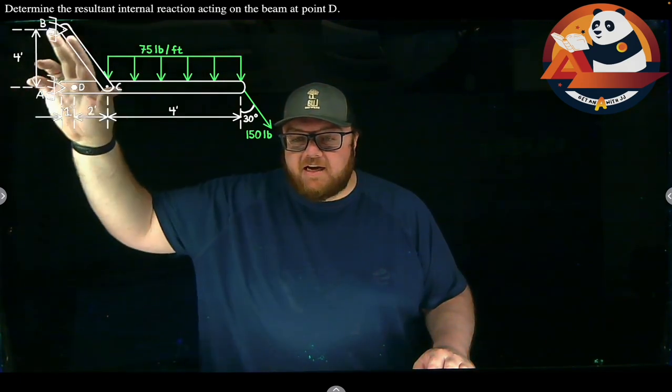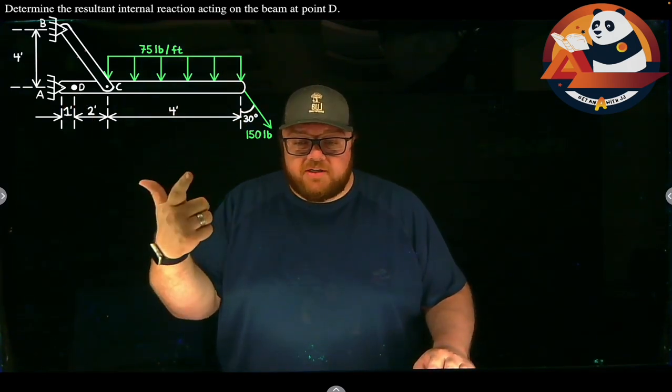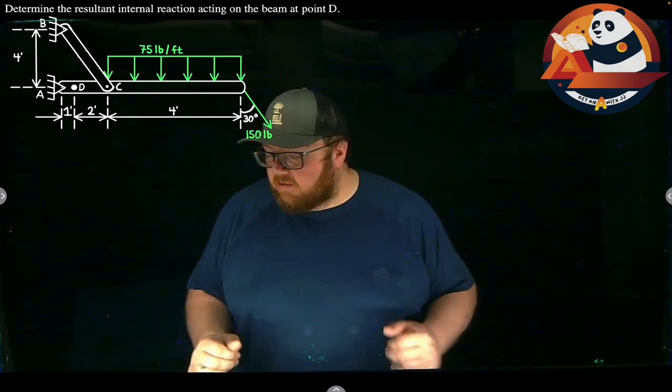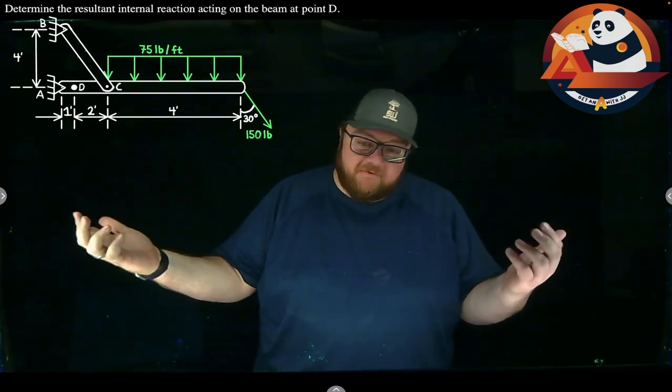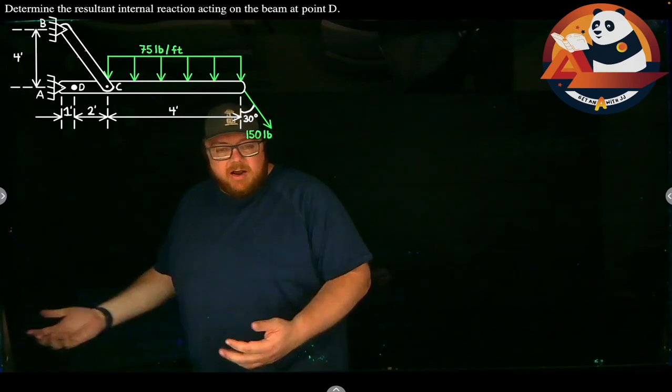So we're asked this time, let's determine the resultant internal reactions acting on our beam right here at point D. So it's our internal normal force, shear force, and bending moment. If we're doing that, I need to figure out first, what are my support reactions? So I can then come in and slice through at point D and find my internal reactions. So let's start out and do support reactions.